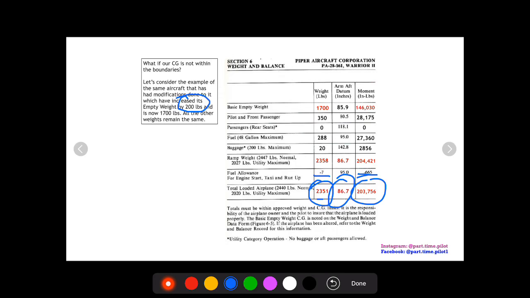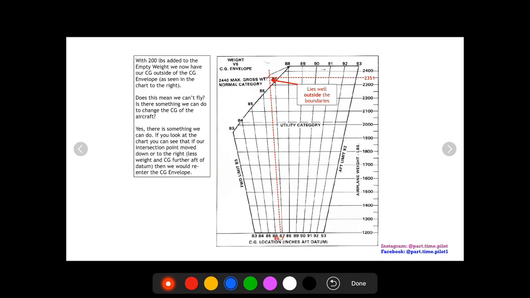So now let's go look at our envelope chart to see if that lies within bounds, and no, it does not. We find 86.7 down here, we draw the line up, then we find our weight 2,351 over here, we draw that line over, and we find our intersection is not within the bounds.